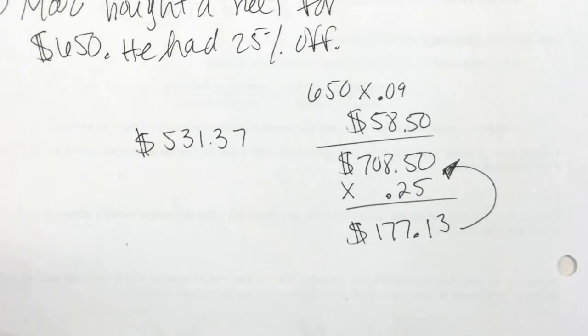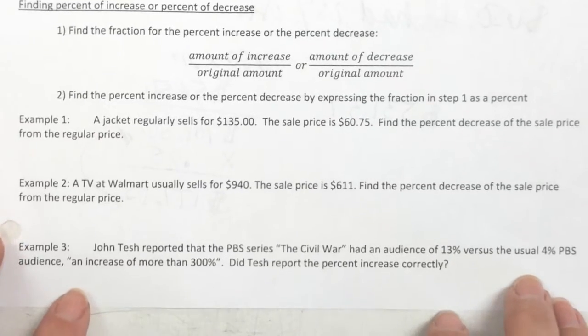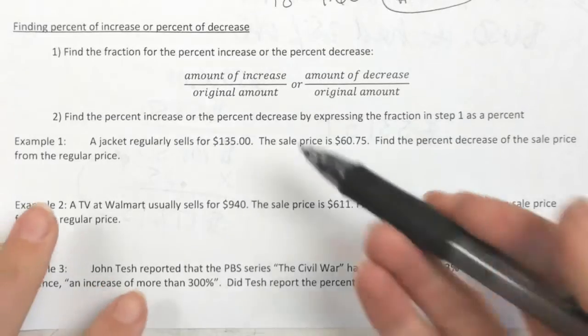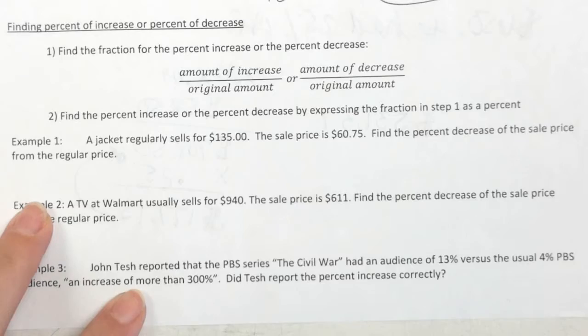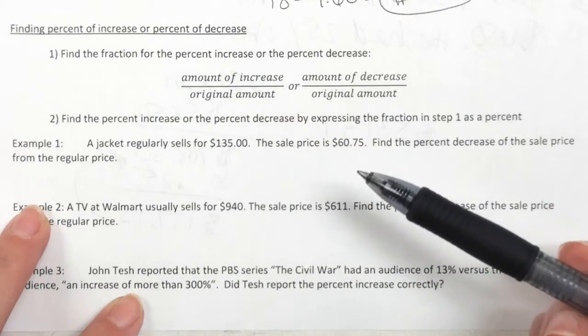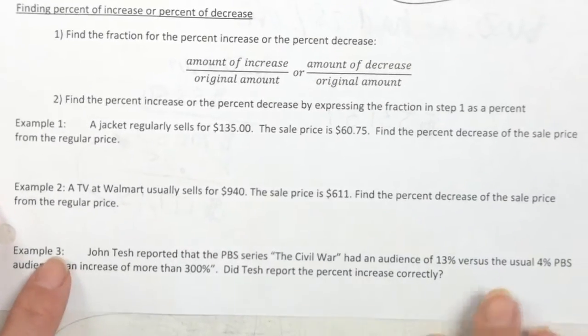Alright, everybody good with that? Any questions? Still no. Alright, flip it over. We got to finish this page first, then we will if we have time. Alright, so the next thing we're going to be talking about is finding percent of increase or decrease. Okay, and the formula's up here. So it's going to be the amount of increase, so you're going to find the difference of the two. So just subtracting, divided by the original amount. Same thing with decrease. Okay, so the first one, go ahead and read example 1, Eric.